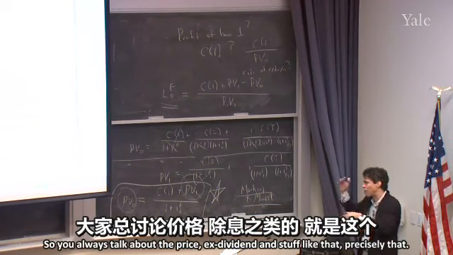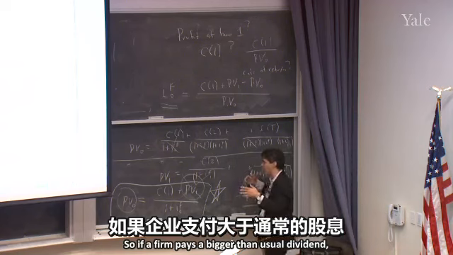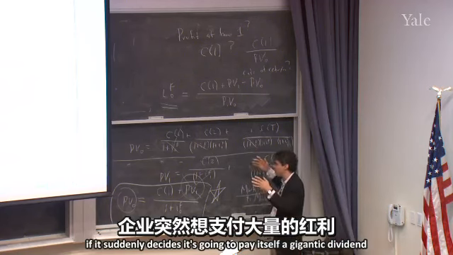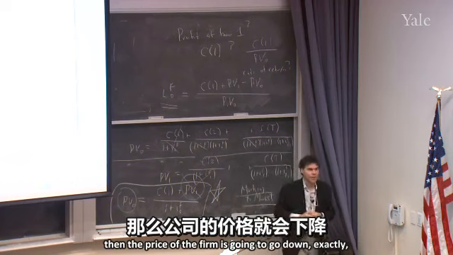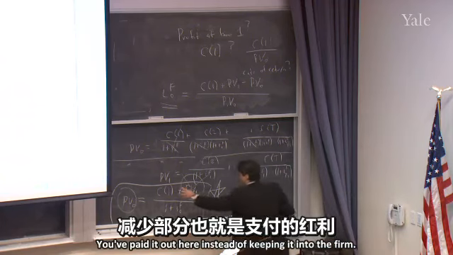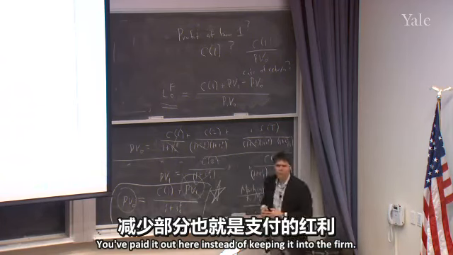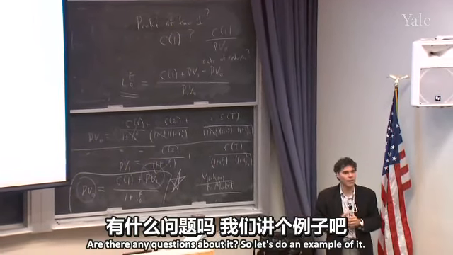So you always talk about the price ex-dividend and stuff like that. Precisely that. So if a firm pays a bigger than usual dividend, if it suddenly decides it's going to pay itself a gigantic dividend, then the price of the firm is going to go down. Exactly. Because there's less value in the firm. You've paid it out instead of keeping it in the firm. Okay, so this is a very simple idea, but it's very easy to get confused about it. Are there any questions about it?